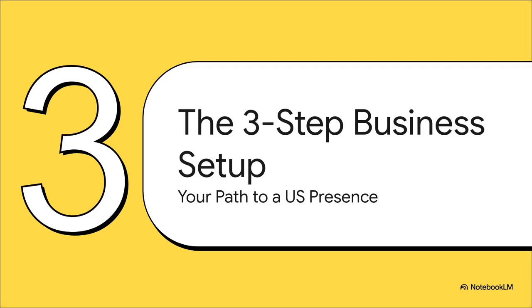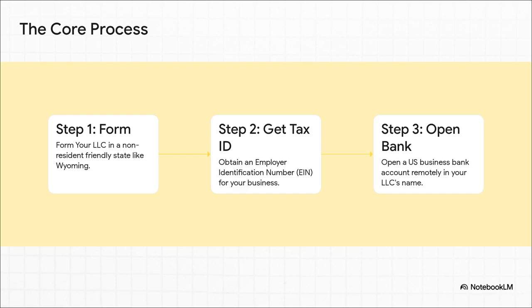Okay, I can see you're getting excited about this, but you're probably wondering, is this going to be super complicated to set up? And the answer is no. It really boils down to just 3 core steps. It's really this simple. Step 1, form the company. Step 2, get the tax ID number for it. And step 3, use those 2 things to open a business bank account. That's it. Let's walk through each one.